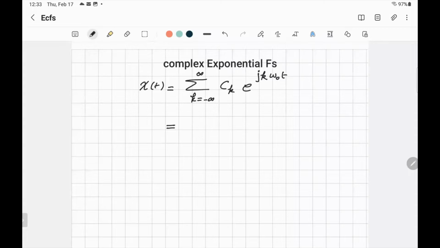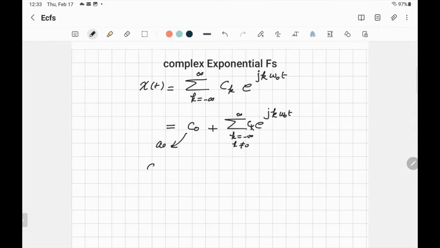You write c naught, and the rest will be the sum from k equals negative infinity to positive infinity, but k not equal to 0, because we separate it, and we prefer to do that, of c_k e to the power of j k omega naught t. And c naught has exactly the same value as a naught, so you can write it equal to a naught if you wish. That's equal to a naught that we did previously, integrating the function over one period. So I'm missing here c_k, the coefficient.